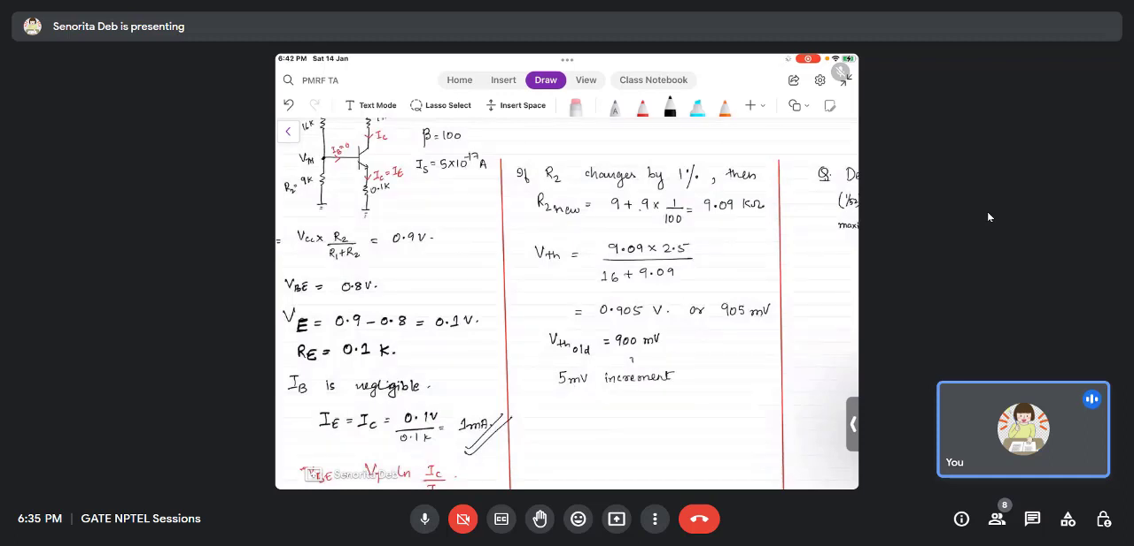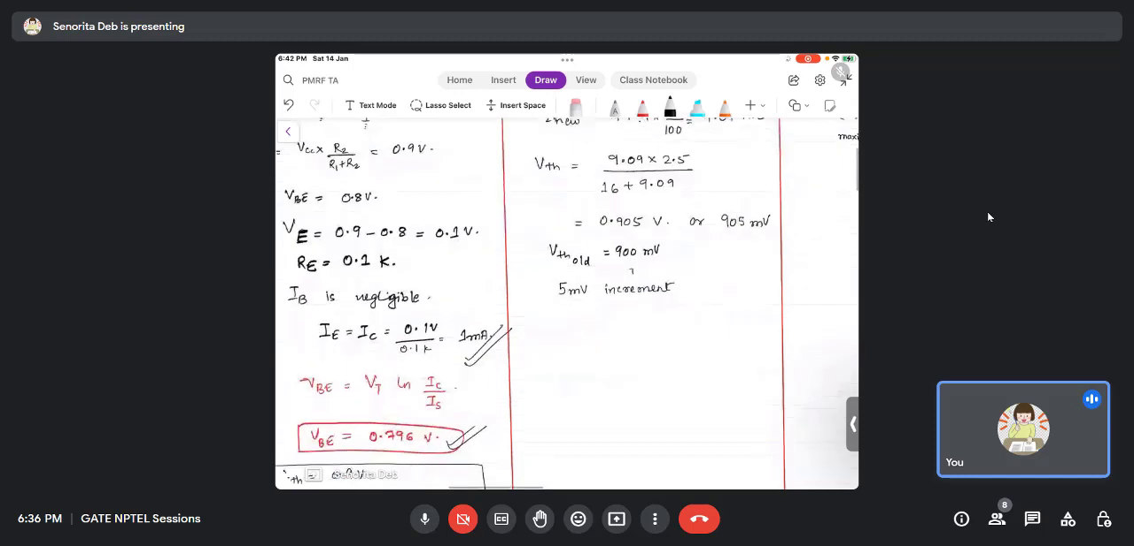Now this 5 millivolts increment will disturb the operating point or not, that is what we have to see, right? So we assume that this 5 millivolt has directly come across RE. And why can I assume that? Because I have made the circuit in such a way that base current is negligible. So if base current is negligible, this is 0, and this is VBE, and this is V. So I am saying that this 5 millivolts has directly come across this.